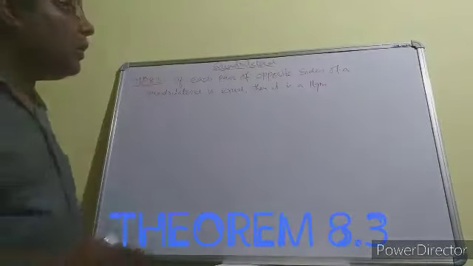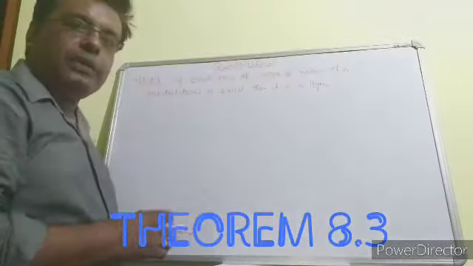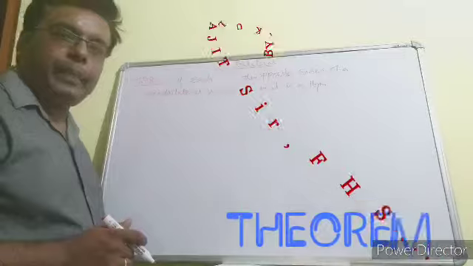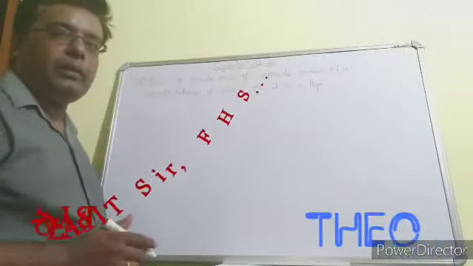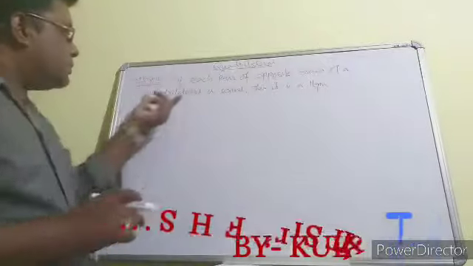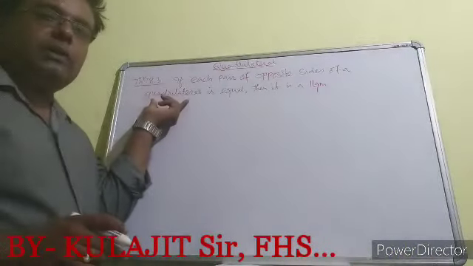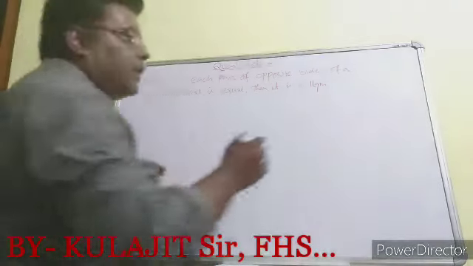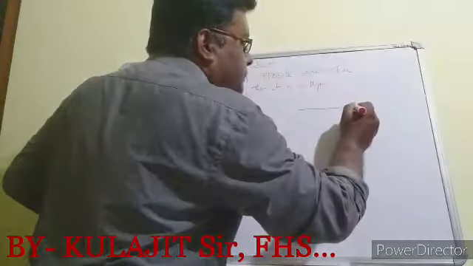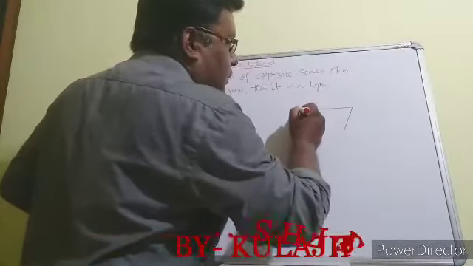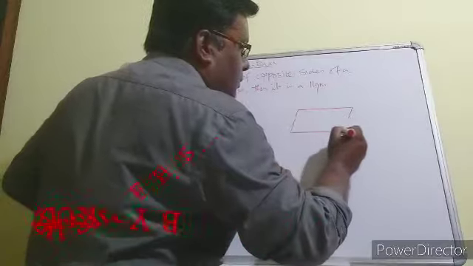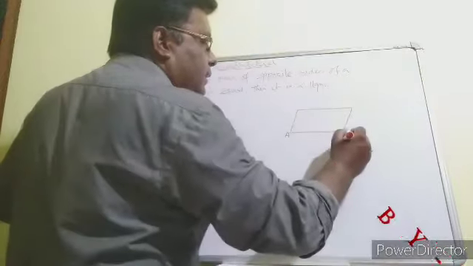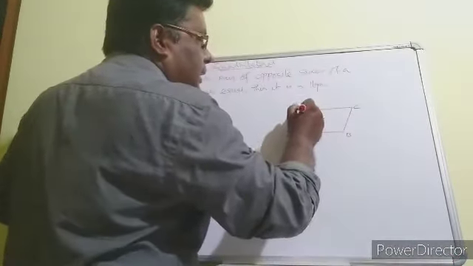That means in a parallelogram opposite sides are equal. So since we have to show that it is a parallelogram, we have to draw a parallelogram. Here we can't draw any quadrilateral, so opposite sides must be equal. So we will draw a parallelogram here. First we draw a parallelogram. Name it A, B, C and D.